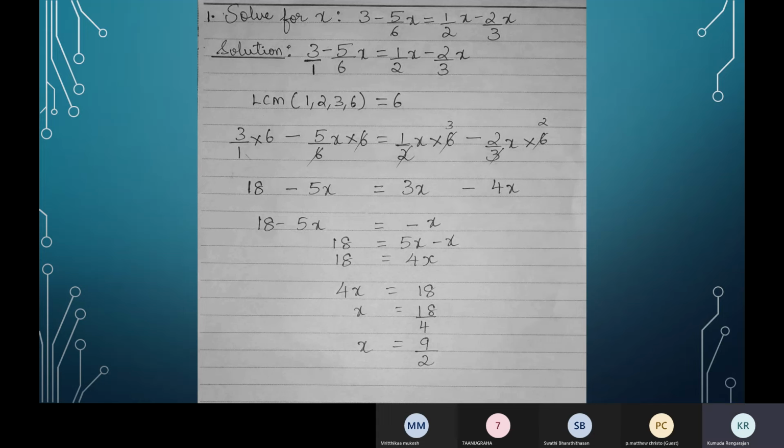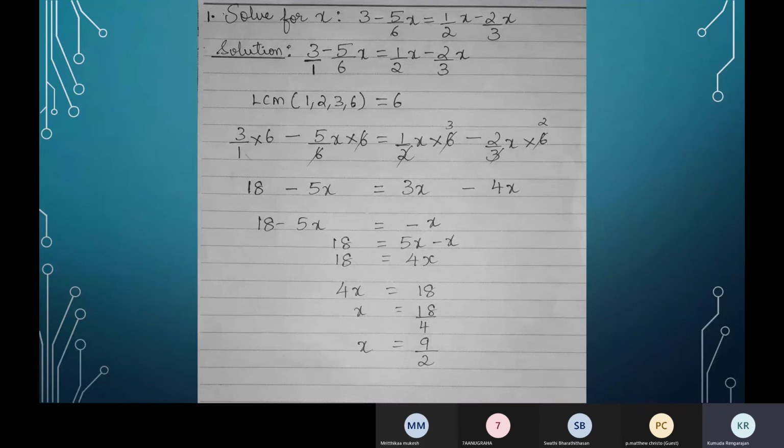On the left hand side of the equation, we have two terms, 3 and 5 by 6x. On the right hand side, again, we have two terms, 1 by 2x and 2 by 3x, separated by the minus sign. We have two terms in the left hand side and two terms in the right hand side. In all, in the equation, there are four terms.